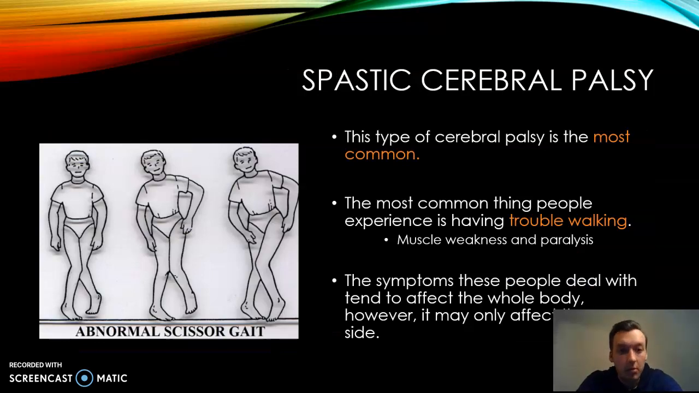Spastic cerebral palsy is the most common. About 80% of people with cerebral palsy are affected by this type. The most common thing people experience is having difficulty walking. So the majority of people have weakness in their muscles, mostly in their legs, and also paralysis. And for those reasons, that's why most people have issues walking. Some people experience symptoms on both sides of the body or even just one side.